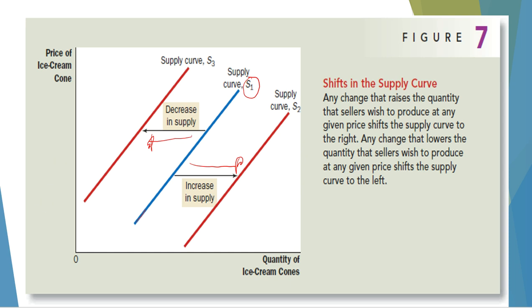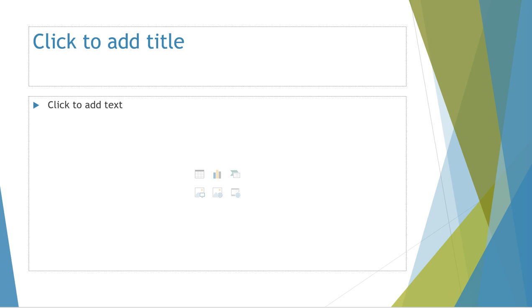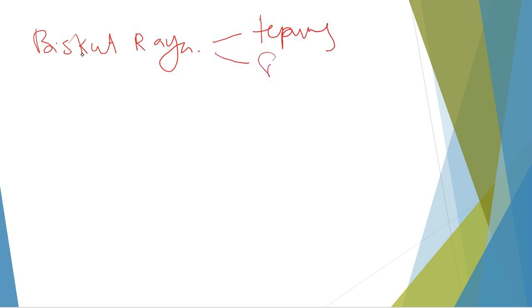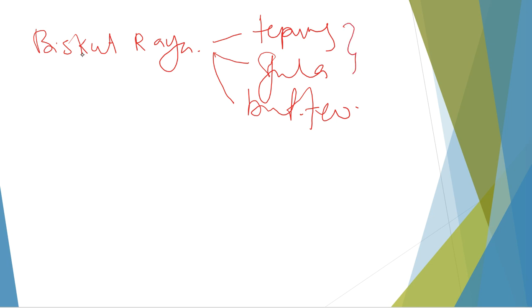Let me add another first. Okay, contohnya harga biskut raya. Dalam biskut, kita nak produce biskut raya, kita kena ada pakai apa? Kita kena pakai tepung, kita pakai gula, kita pakai butter. Tepung dengan gula ni dia ada subsidi kan? Subsidi.